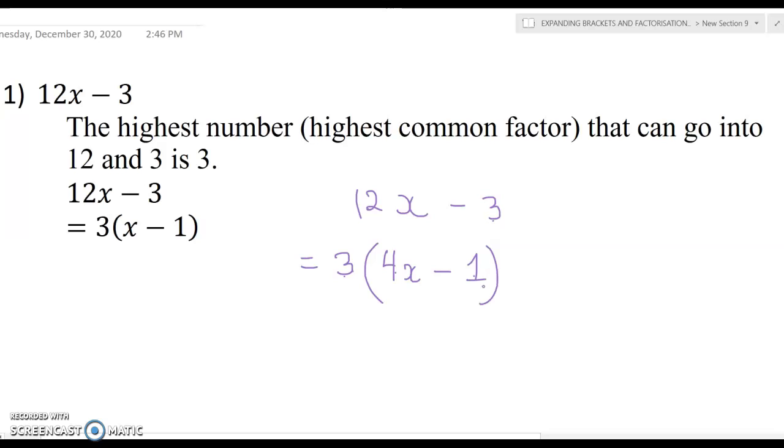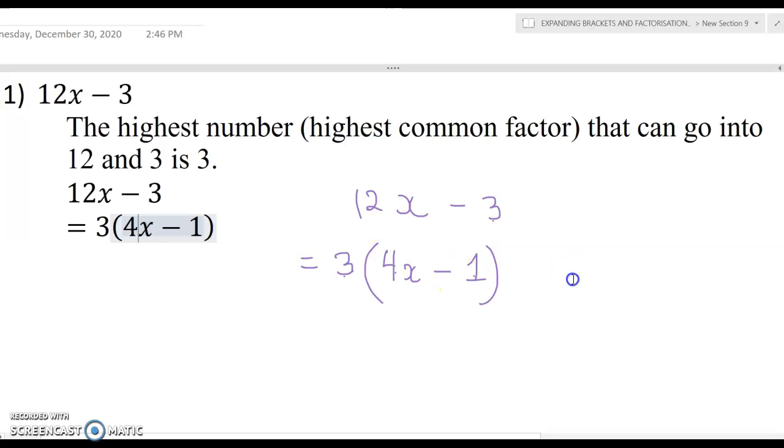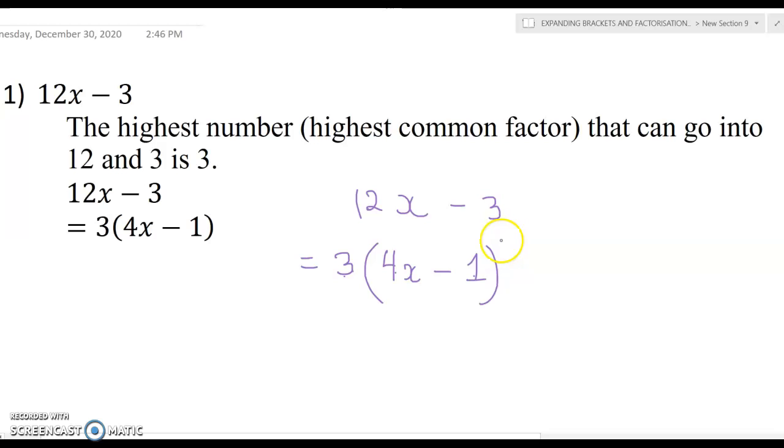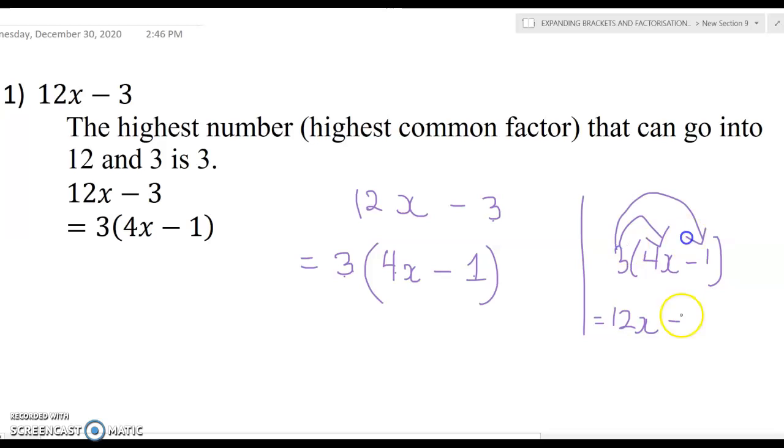And that's it. I realized here I forgot to put in my 4, right? So now let's double check and see if we get back our answer. This is what we have, 3 open brackets 4x minus 1. So 3 by 4x is 12x, minus 3 by 1 is 3. So you see, you could just double check, right?